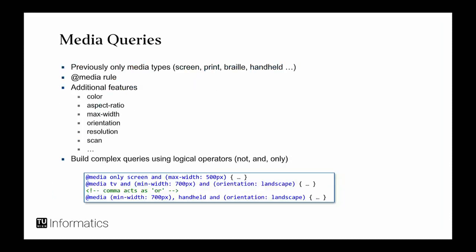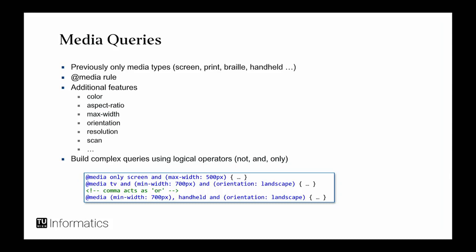And media queries are an important and widely used rule that you can use in CSS. So before media rules or queries were introduced, you were only able to attach style information to a certain type of media. You could say, well, is this going to be printed? Is this a handheld? Is this a screen? And based on that, you could react in your style sheet. But with media queries, you can do a bit more. You can build complex queries using logical operations to define what I'm currently styling.